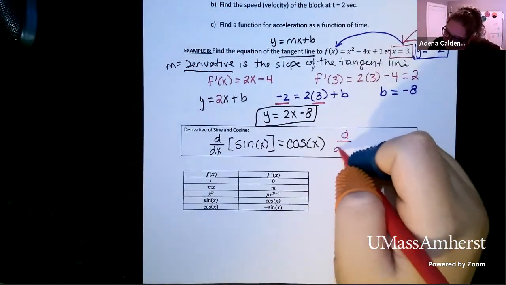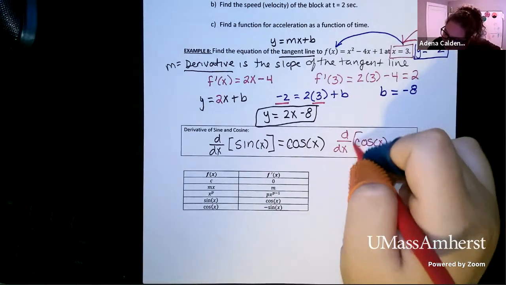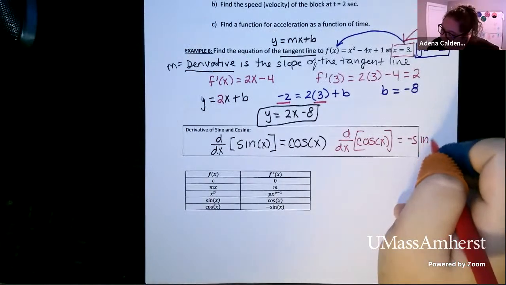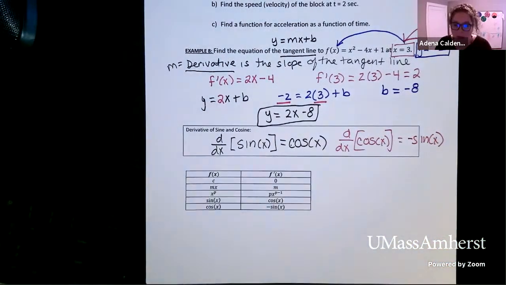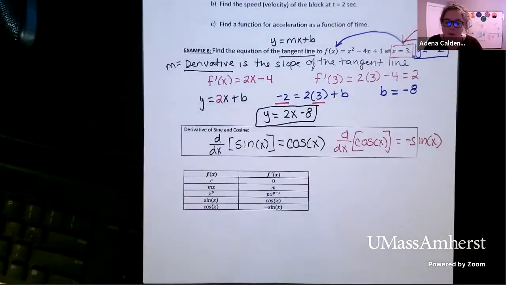If you are to take the derivative of cosine, you get negative sine. Okay, so these are related, and what we need to remember is where the negative is, right? So sine, you take the derivative and you get cosine. Cosine, when you take the derivative, you get negative sine. Okay, so we add those onto our list of rules.